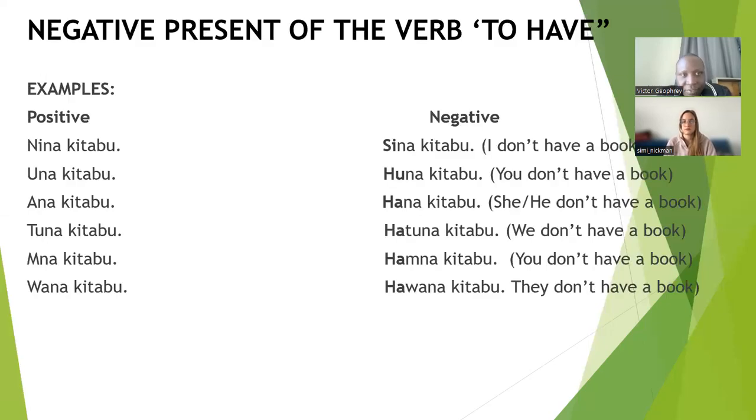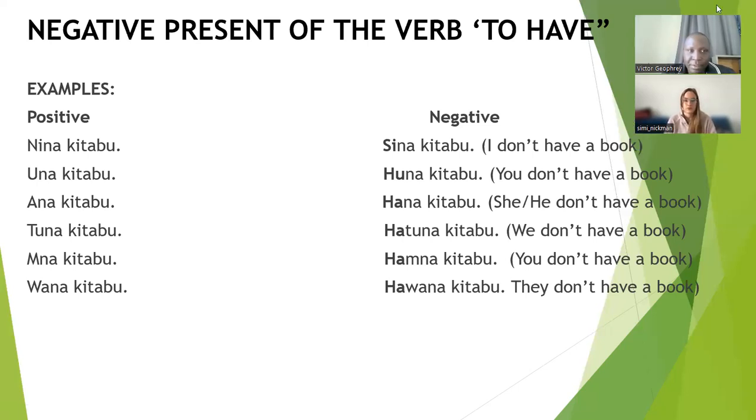Then, how can we make it in negative? This is the verb to have in negative. If it's nina kitabu, you put the negative marker, which for ni is si. If you remember about that, ni becomes si. Nina kitabu becomes sina kitabu.